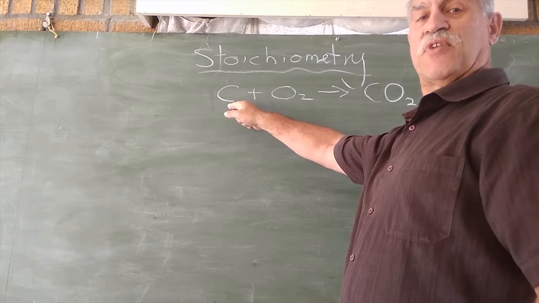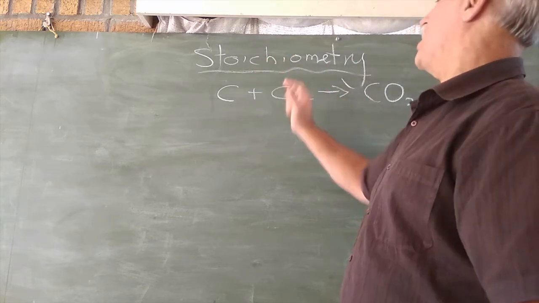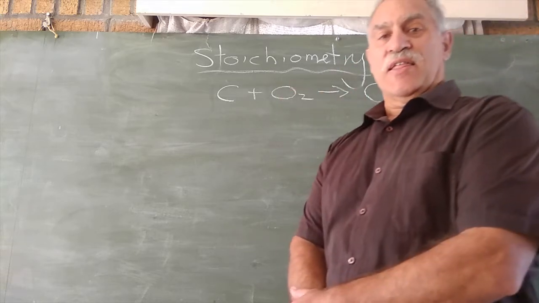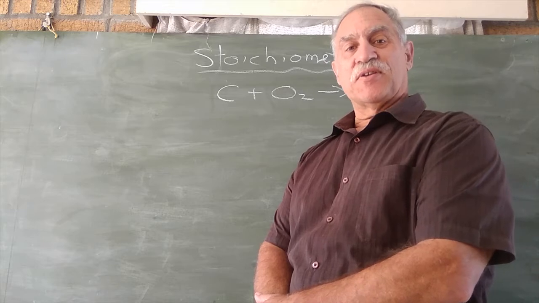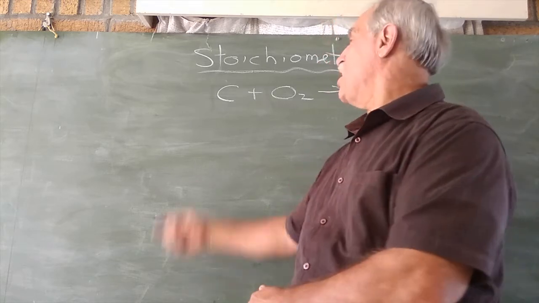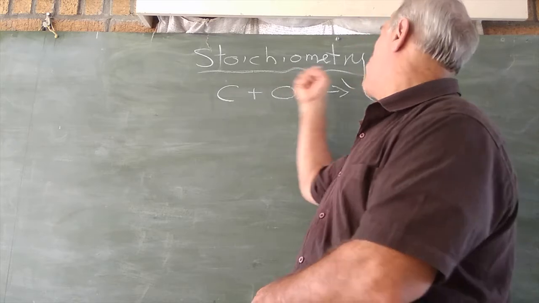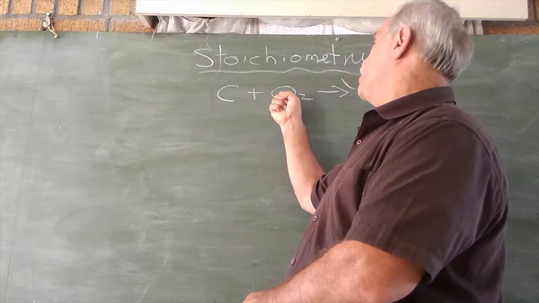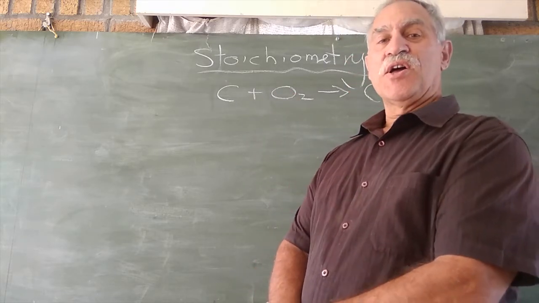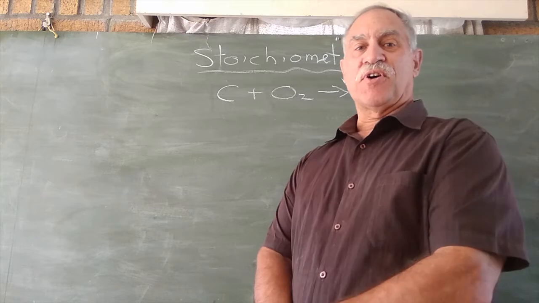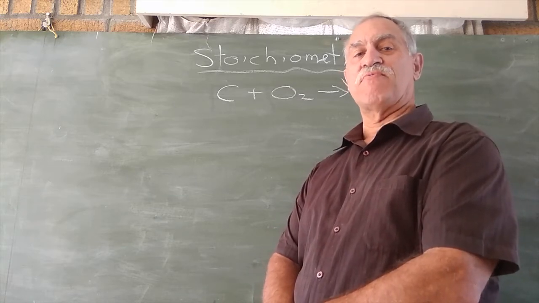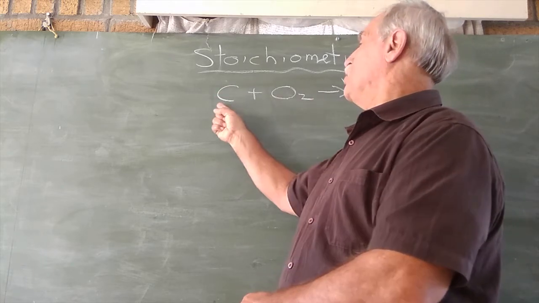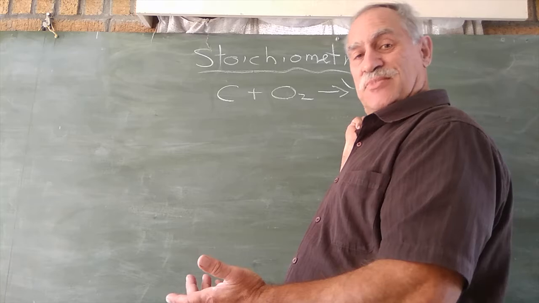Just count the number of atoms on either side, the left and the right of the arrow. 1 carbon, 2 oxygens, 2 oxygens. That is what we call a balanced equation. So once we've balanced the equation, we now know that 1 atom of carbon will produce 1 molecule of CO2, and it will use 1 molecule of oxygen, or 2 atoms of oxygen. That is the thing we've got to have fixed in our mind. So if 1 will produce 1, then 10 will produce 10.